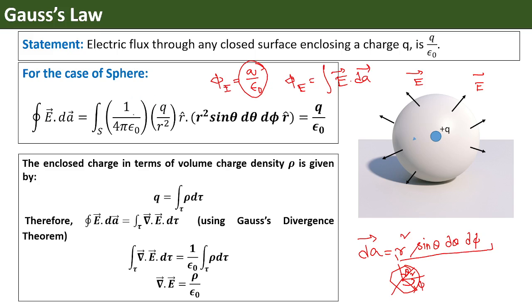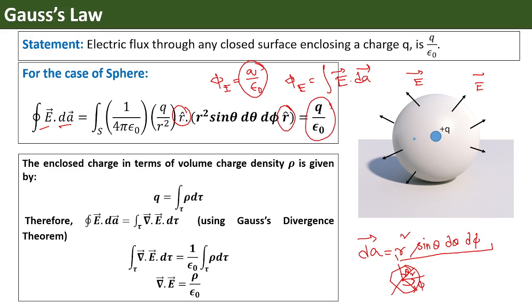We know it is q upon 4 pi epsilon naught r square. But the electric field and the dA are both vectors which are radially outward, that means along the radius. So that is why I have kept here r cap. r cap dot r cap will give you 1, and you remain with q upon 4 pi epsilon naught r square, sine theta d theta d phi. If you solve this integral, then you will definitely get it to be q upon epsilon naught.